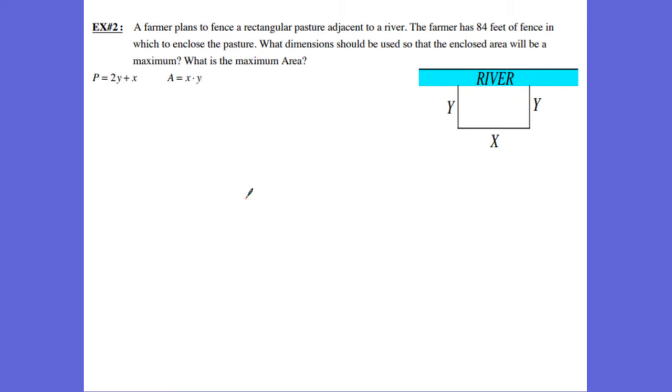This is another famous example of a river, and we have a fence. We have only so much fence we can use. Our perimeter of fence is going to be 84 equals 2y plus x. We have our equation for area equals x times y, which means I want to solve for one of my values. My x is equal to 84 minus 2y, which means my new equation is area equals x, which we said was 84 minus 2y times y.